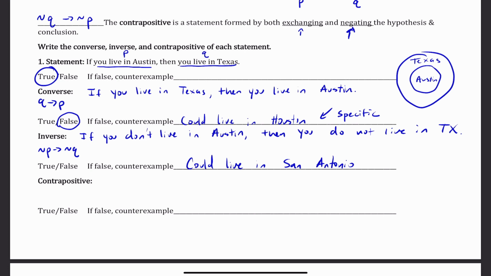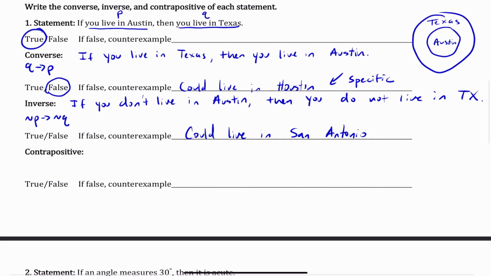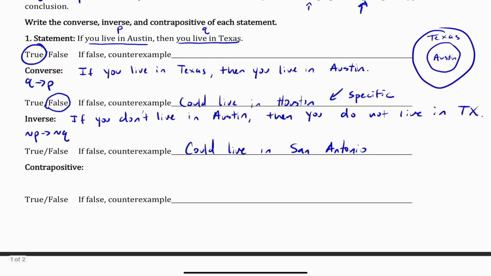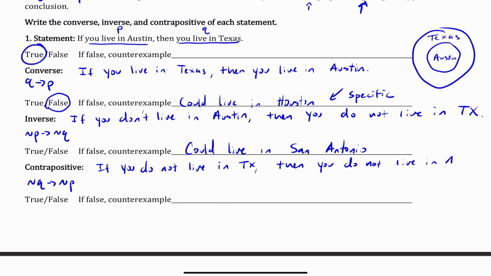Okay. Lastly, the contrapositive. So the contrapositive would be not Q, then not P. And this is the statement I am going to use. So you would say for the contrapositive, not Q, not P. So if you do not live in Texas, then you do not live in Austin.